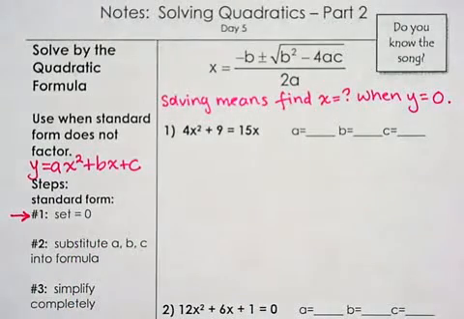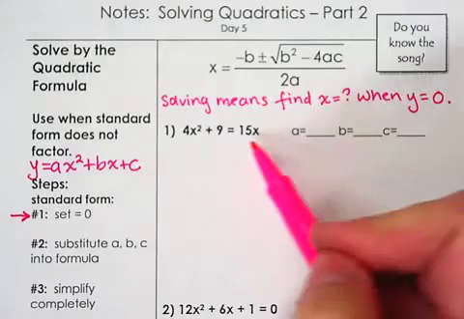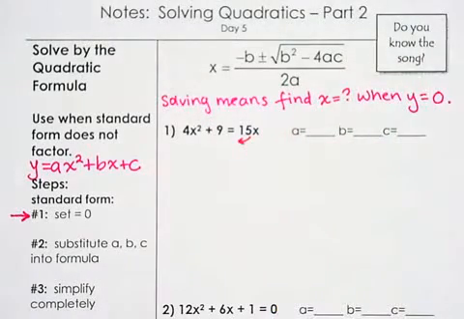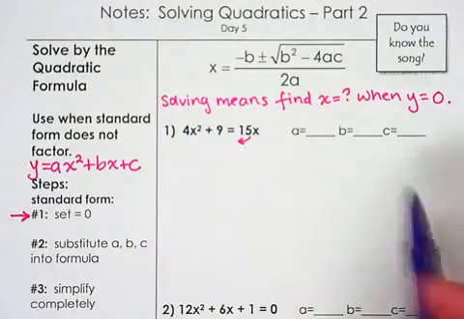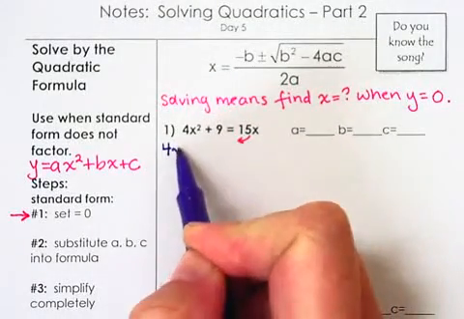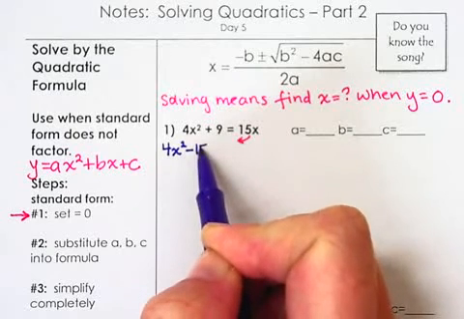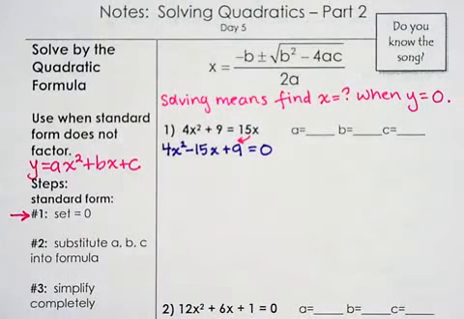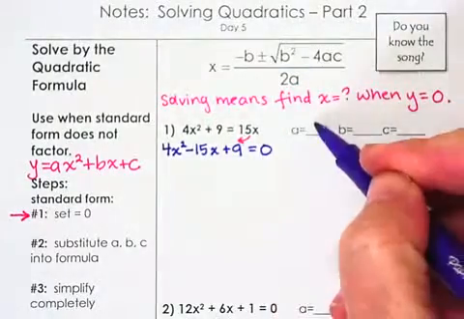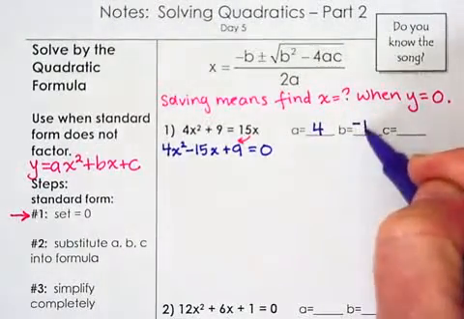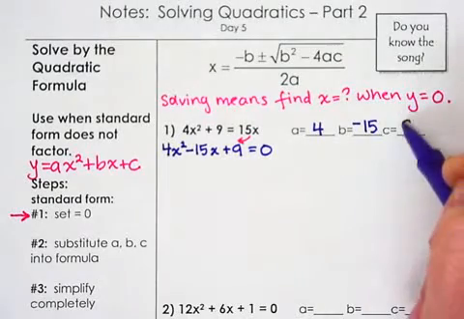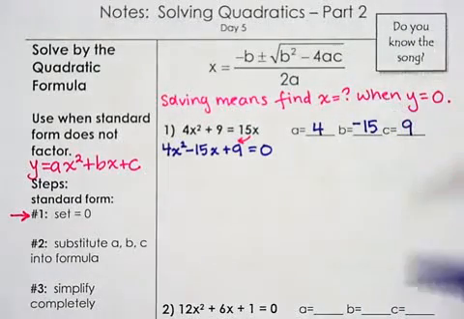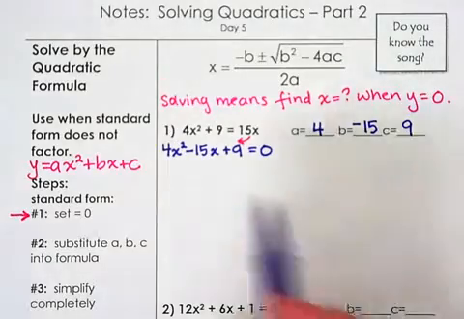So looking at this first example, I notice the 15x is on the wrong side. So I need to move it over. When I move it over, it's actually going to become a negative 15x. And I want to make sure it's in standard form, so it's going to be minus 15x in the middle there, plus 9 equals 0. Okay, so I have an a and a b and a c. And so this is where these numbers are coming from. A is 4, b is negative 15, and c is 9. And now we just take each of these numbers and substitute them into that formula up there.